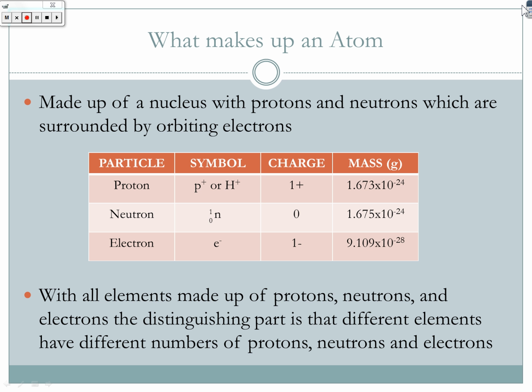So as you can see, the mass of a proton and neutron are almost identical, with a neutron just having slightly more mass than a proton, but not that much of a difference. Electrons have a symbol E minus, and they have a negative charge and a mass of 9.109 times 10 to the negative 28. They are much, much smaller in mass and size than both protons and neutrons. With all elements made up of protons, neutrons, and electrons, the distinguishing part is that different elements have different numbers of each of those particles, protons, neutrons, and electrons.